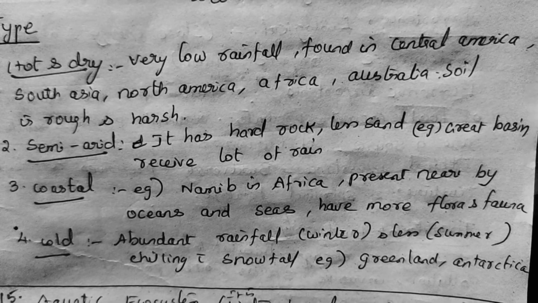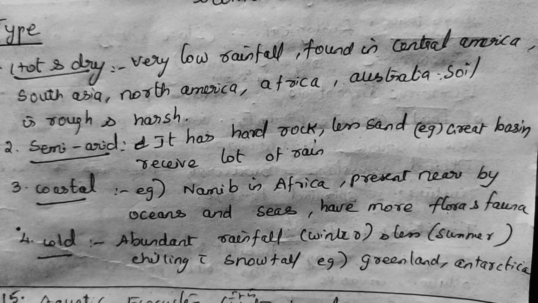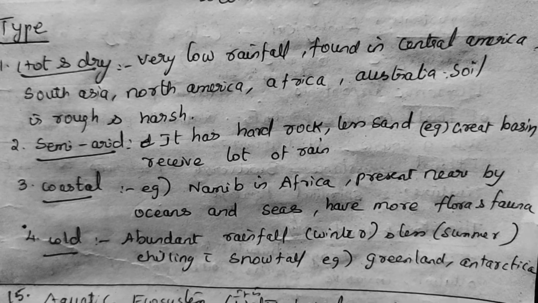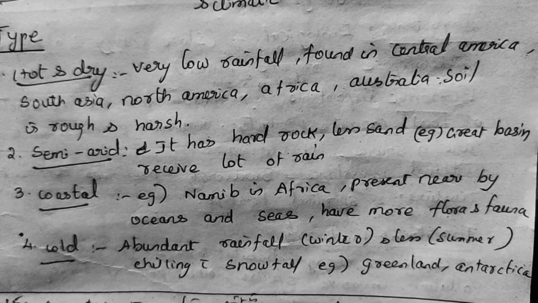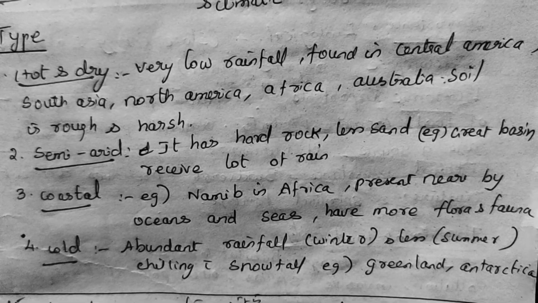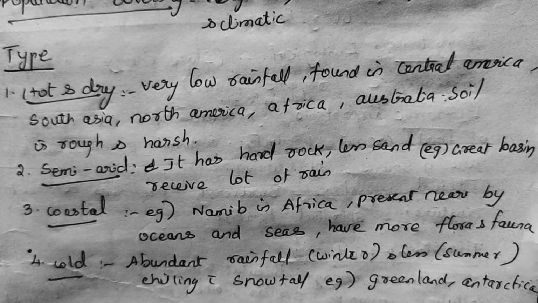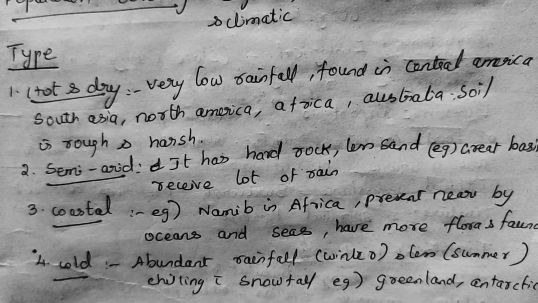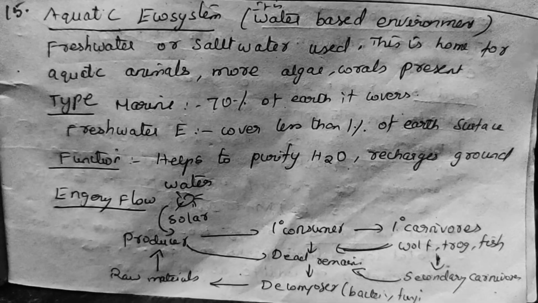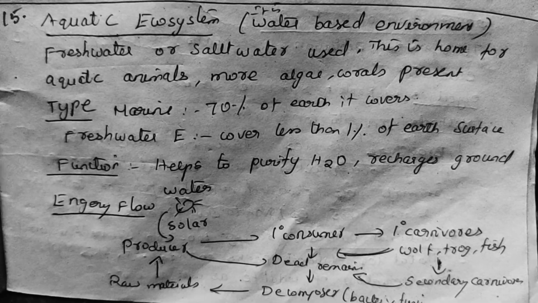And if you see the cold type, there is abundant rainfall during the winter and less during the summer, with chilling weather and snowfall, example Greenland and Antarctica. So these are all the main key points. Based on that you can write about the ecosystem. Next, move on to the aquatic ecosystem.